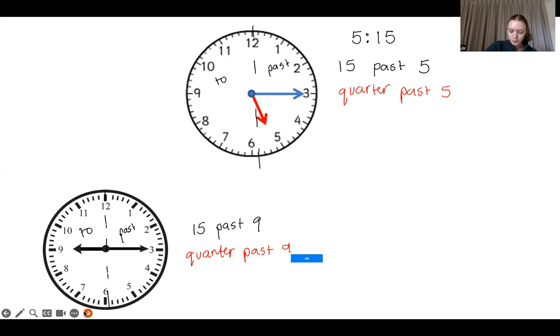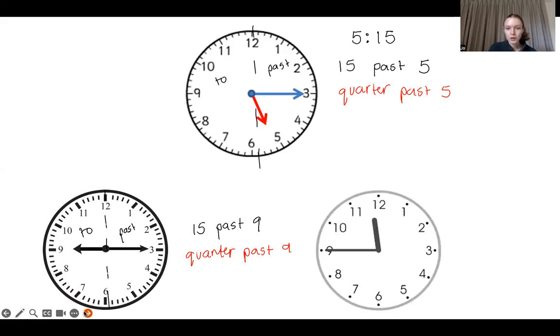Last example. On this clock, I'm going to put my line down the middle. I can see that my minute hand is on the to side, so I'm going to put to in. After to, I'm going to put the next hour that my thick hour hand will hit, which would be 12. And then I can see that I've got 5, 10, 15 minutes to go. So 15 to 12. I can replace that language with quarter to 12.